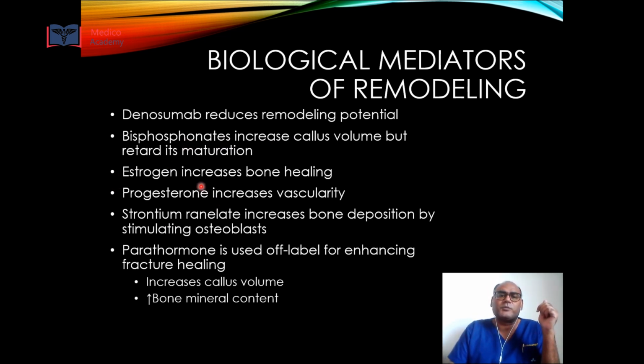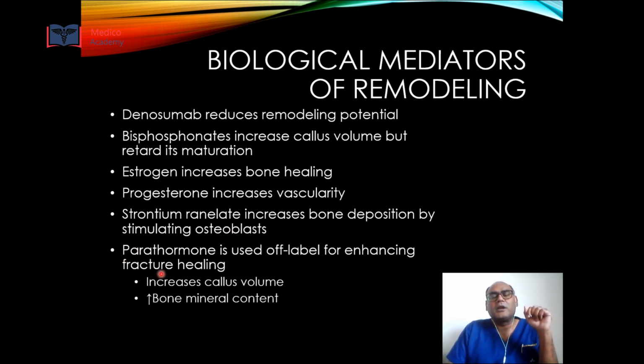Estrogen and progesterone, both of them enhance bone healing, but they are not used for this purpose specifically. Strontium ranelate can be given for delayed unions, but there is no off-label or on-label indication of this. It is a very good compound which has two ways of action. It inhibits the osteoclast and it also induces or activates the osteoblasts. So it may help in better bone formation if there is some delay in fracture repair or fracture healing. But the primary indication of strontium is still in osteoporosis.